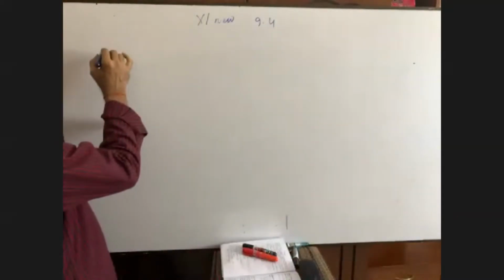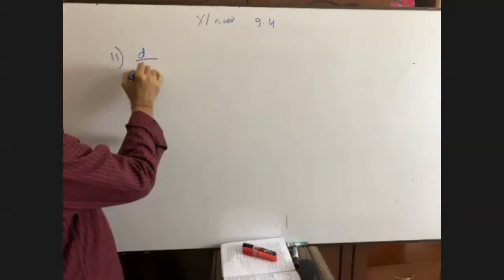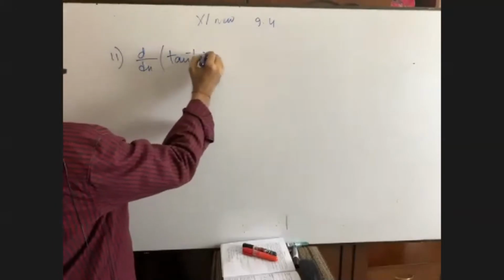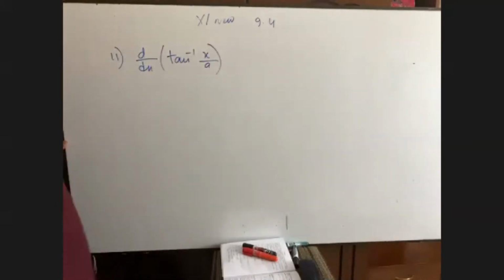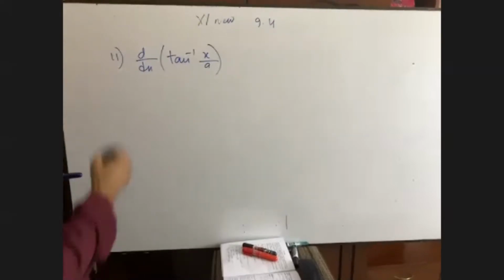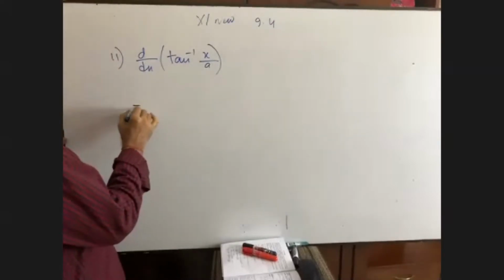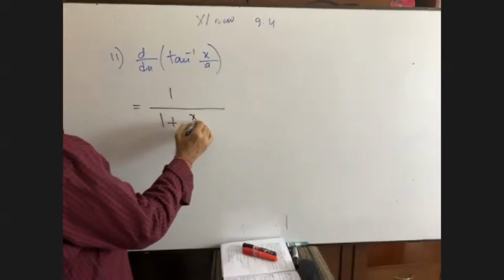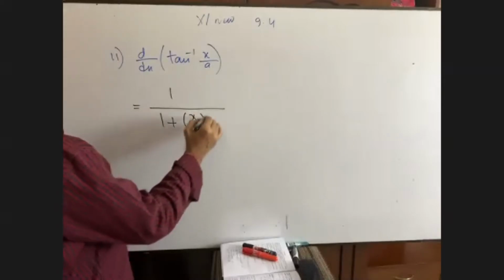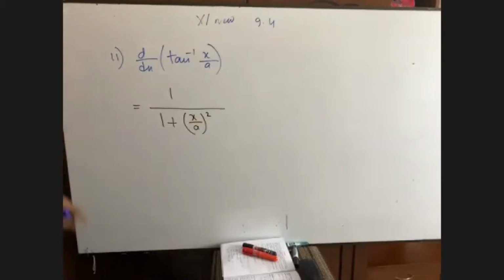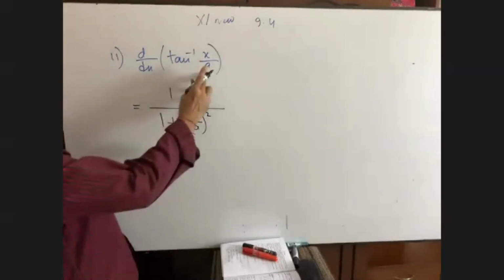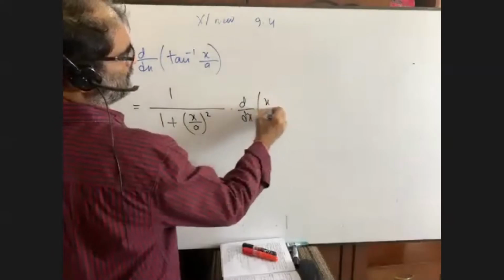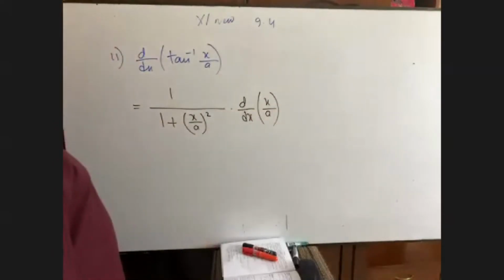Now question number 2. d by dx tan inverse x by a. Can you do it? Let me know what is the formula. 1 by 1 plus x square. What is x here? x by a. So it is 1 by 1 plus x square, but this is not only x, so it is to be differentiated again. d by dx of x by a. Talk to me, all of you.